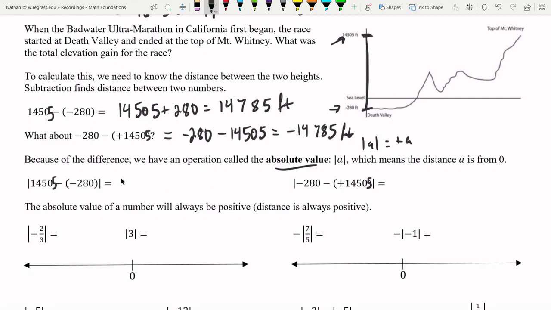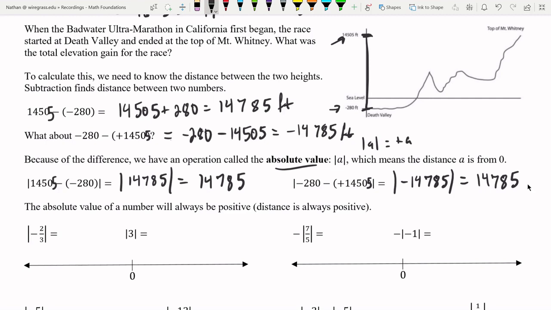What that effectively does here is the absolute value. This here, we've already calculated that, is 14,785. And the absolute value of 14,785 is 14,785 units away from 0. So we get just positive 14,785. For this one, we have the absolute value of negative 14,785. And negative 14,785 is 14,785 units away from 0. So this becomes positive.